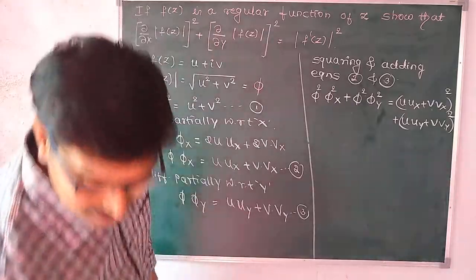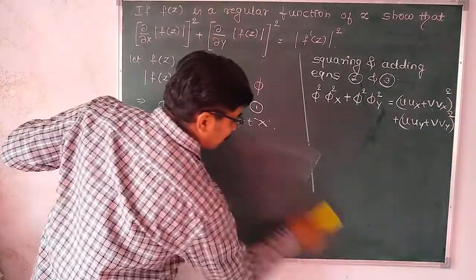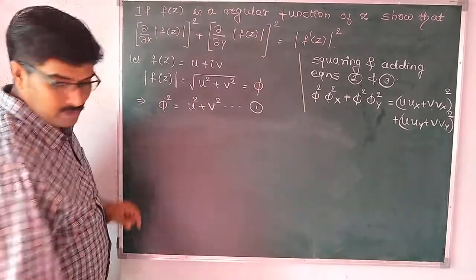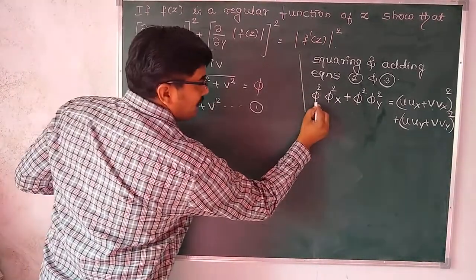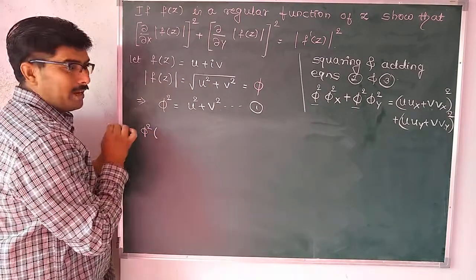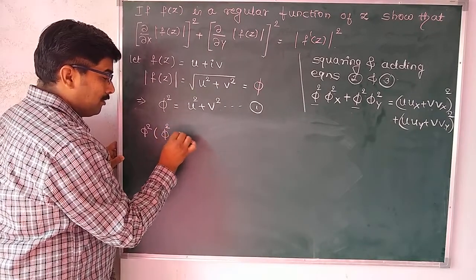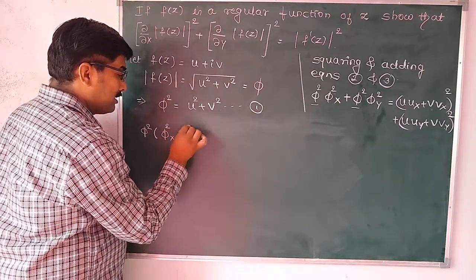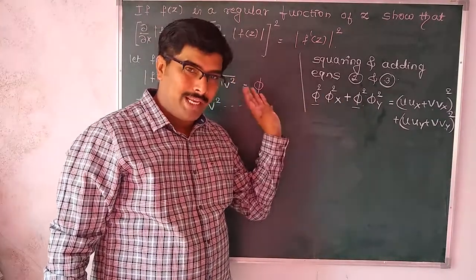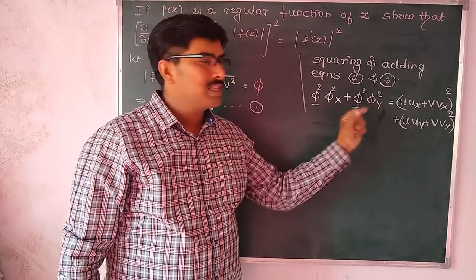And now in LHS, I'll write here. In LHS, you can take this phi square common. If you take phi square outside, here we are left with phi square x plus next phi square y. Here you can take this phi square and phi square common. You can take it outside. Here we are left with phi square x, and here we are left with phi square y.